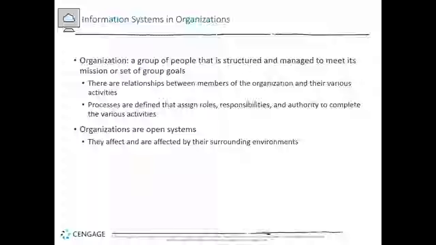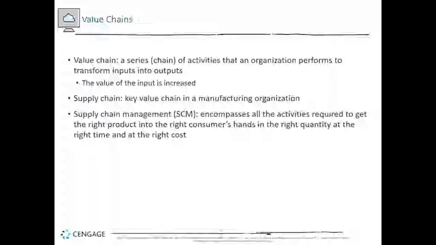Information systems and organizations. An organization is a group of people that is structured and managed to meet its mission or set of goals. There are relationships between members of organizations and their various activities. Processes are defined that assign roles, responsibilities, and authority to complete the various activities. Organizations are open systems. They affect and are affected by their surrounding environment.